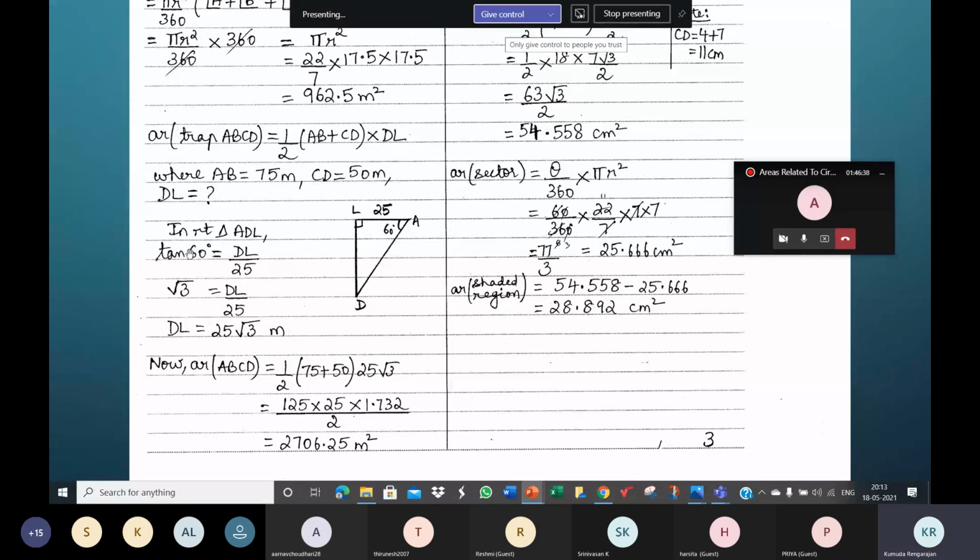If you take cot 60 here, it will be adjacent 25 by opposite DL. And the value of cot 60 is 1 by √3. You will get the same answer. Cot 60 degrees is equal to adjacent by opposite, and the value of cot 60 is 1 by √3. So working this, you find the length of DL.